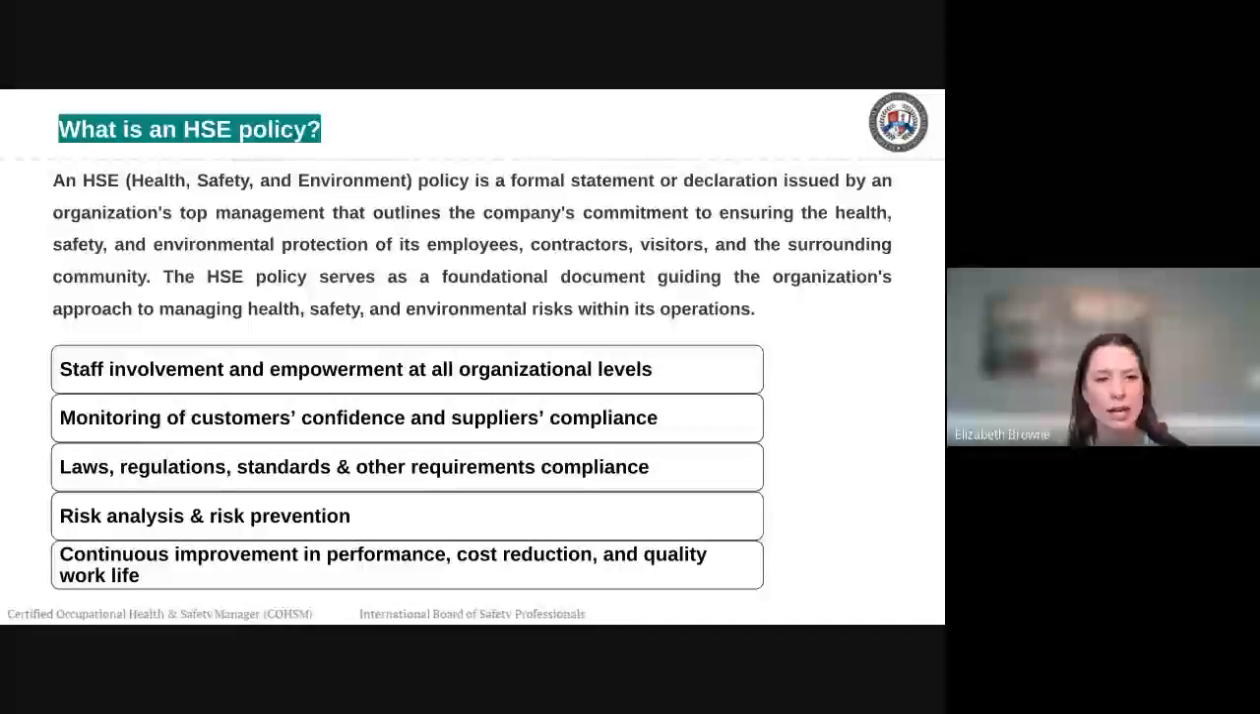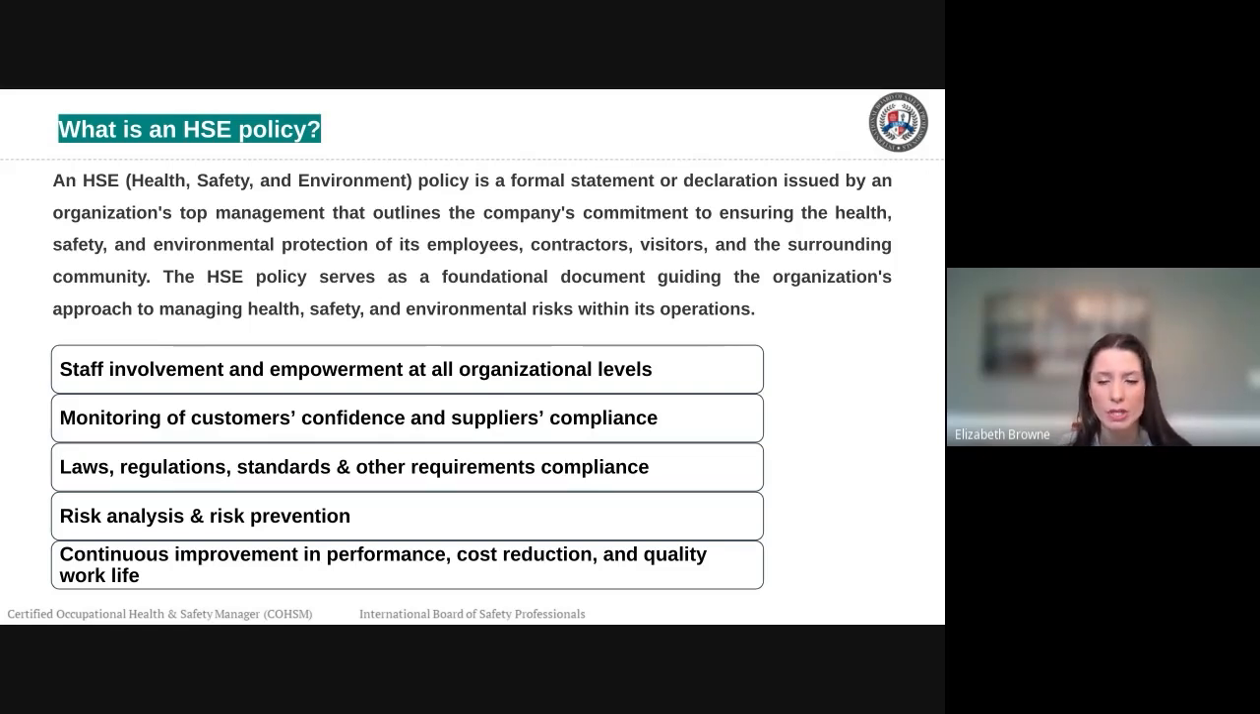So any company should have an HSE policy, or a health, safety, and environment policy. This is a formal statement or declaration that's issued by the organization's top management, so the president or the CEO, whoever the top management might be. This outlines the company's commitment to ensuring the health and safety and environmental protection of employees, contractors, visitors, and the environment and the surrounding community. The HSE policy serves as a foundational document that guides the organization in its approach to managing health, safety, and environmental risk within its operations.